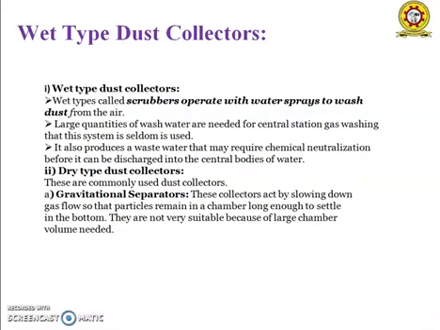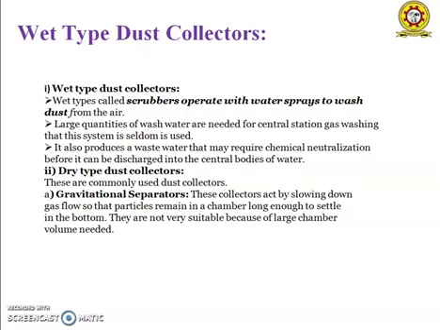So mechanical dust collectors are again broadly classified into two types: wet collectors and dry type collectors. The dry type is commonly used as a dust collector. Dry type dust collectors are again broadly classified into two types: gravitational separators and cyclone separators. In that, first one is gravitational separators.